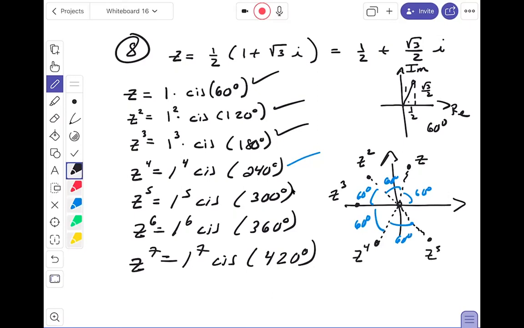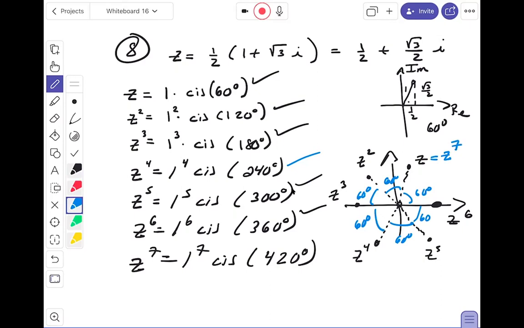z5. And I like the way I could say the wheels on the bus go round and round. Then we've got z6. That's going to be 360, over here. That's z6. And z7, right? They're all spaced by 60, right? I'm back at the beginning. So z is the same thing as z7. We just visualized it. All right, that's number 8.